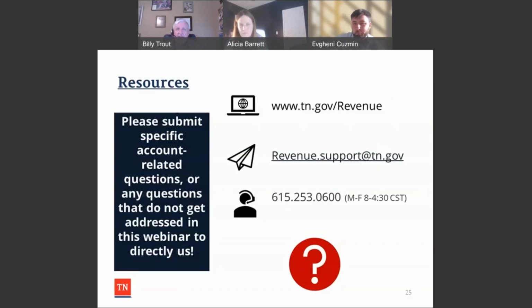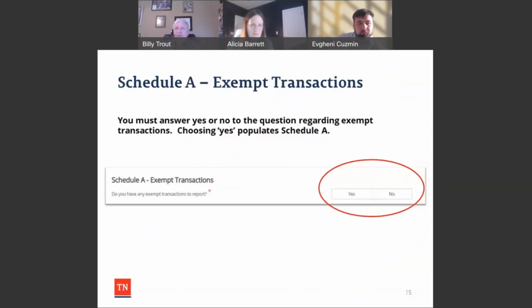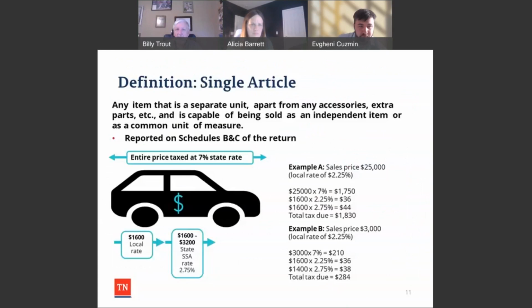So we will ignore that. So anyway, 7% for everything. Local tax for the first $1,600 only. Okay. And by the way, there's a few places across Tennessee that it's not $1,600. It's a smaller amount. Not going to talk about that right now. But anyway, for that next 1,600, from $1,601 up to $3,200, that's what's subject to the single article tax too.